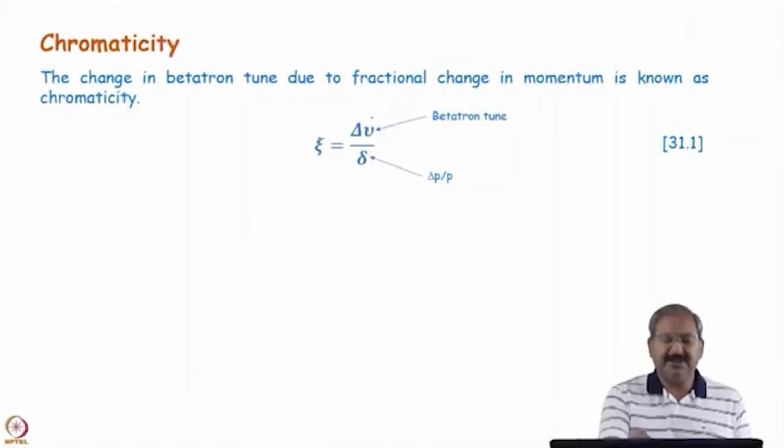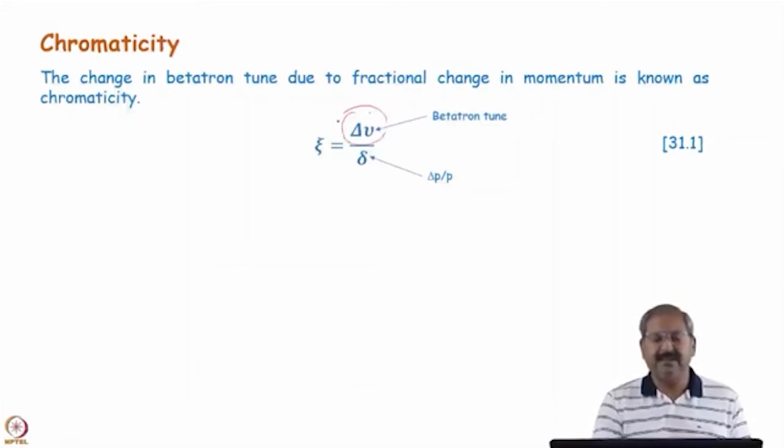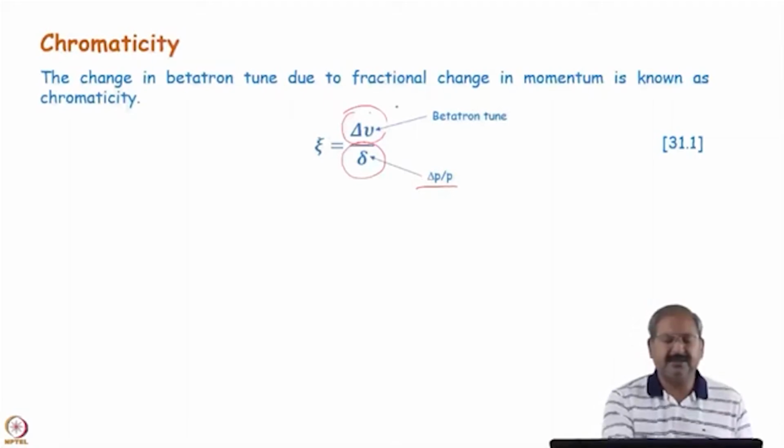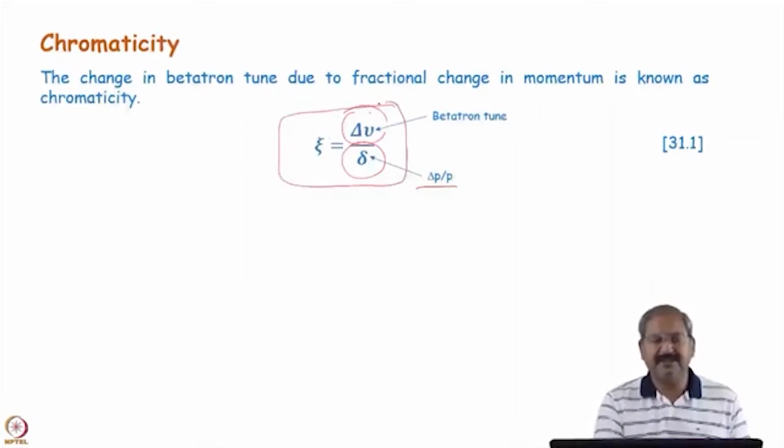The change in tune, say this is delta nu, and this change over the unit momentum offset, meaning delta nu divided by delta. This delta is delta p by p, meaning the fractional momentum offset. So the change in Betatron tune over the unit fractional momentum offset is known as chromaticity. This is the chromaticity. It is defined in this way.